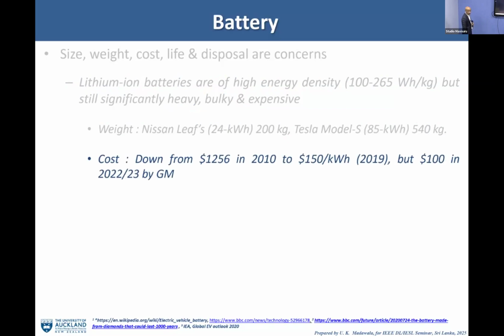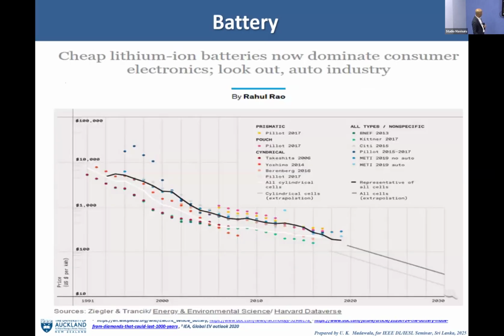So the cost. In 2010 it was almost $1,000 to $1,250 per kilowatt hour. Now it is coming down to 150, and they are thinking it's coming close to about 100 in 2022 and 2023, as GM said. I don't know exactly how it's coming down, but I have some figures here. You can see the battery cost coming down and down, and they expect it to be quite low by 2030.